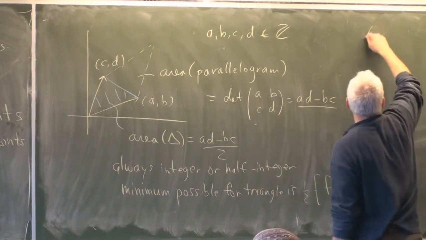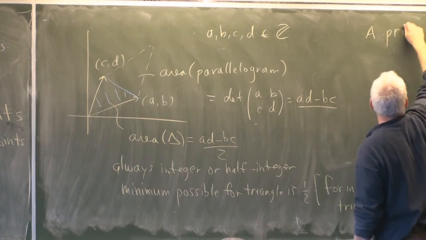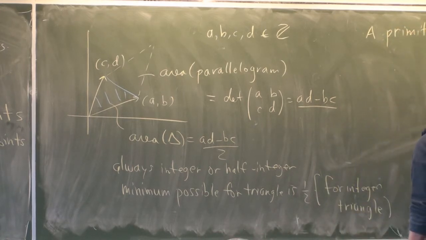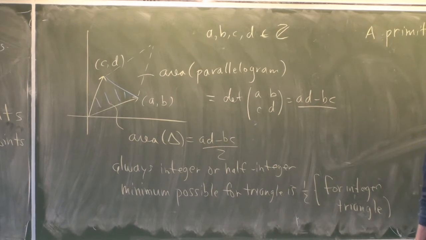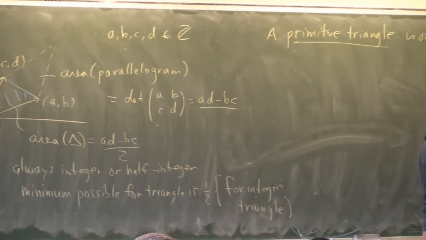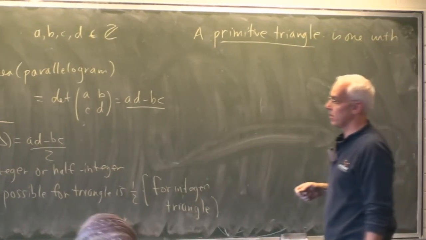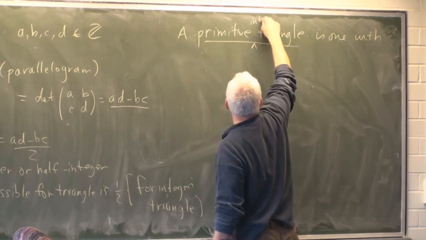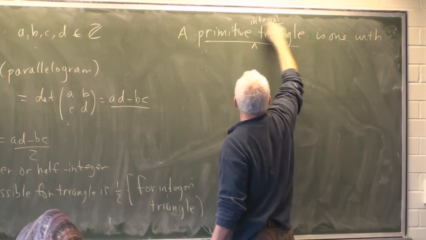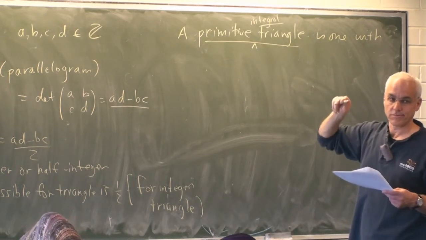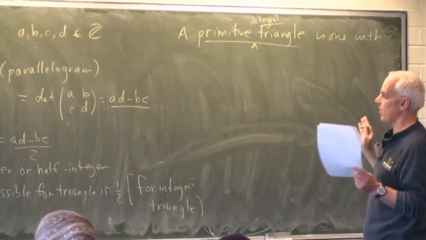Now, a primitive triangle is one with... or primitive integral triangle. Okay, I'm only talking about integral triangles. That is ones where the corners, or the vertices, all have integer coefficients. Yeah, that's all I'm going to be talking about.